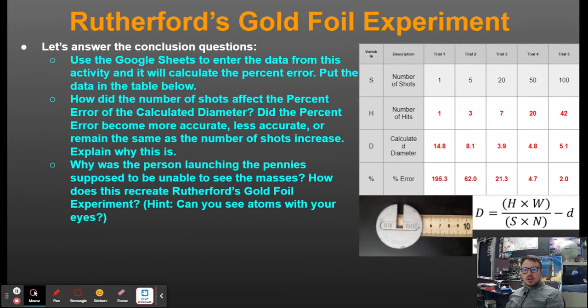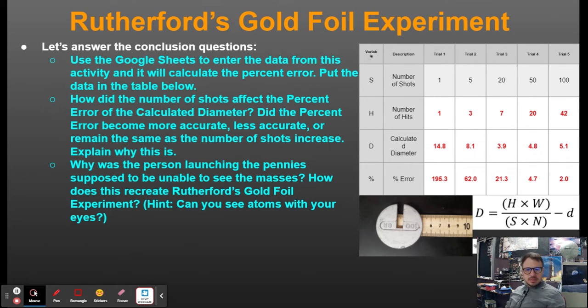Now, why was the person launching the penny supposed to be unable to see the masses? How does this recreate Rutherford's gold foil experiment? I'll give you a little hint there. Can you see atoms with your eyes? Well, you can't. It's because the wavelength of light is too long to really interact with it. You can't get a microscope small enough to see it. Yes, there are electron microscopes, but that's different. That does this same thing. It's bouncing electrons off of atoms and being able to see them. But the idea behind this is that you can't see atoms.